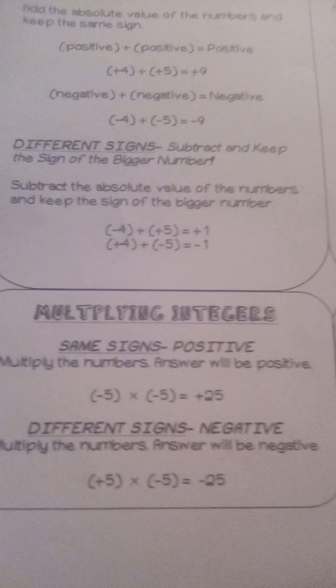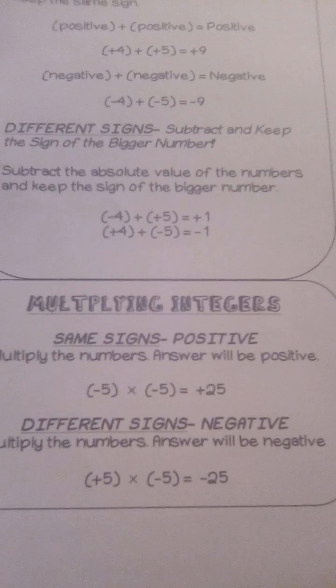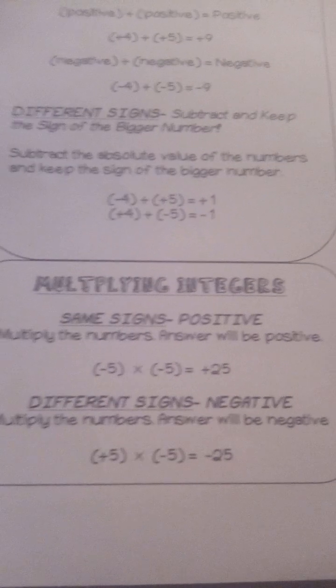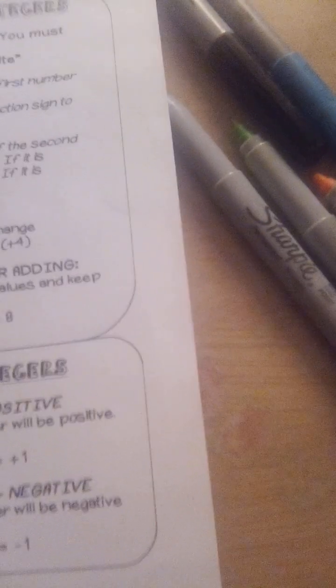And it says multiplying integers. Same sign, positive. Multiply the numbers. The answer will be a positive. Different signs, a negative. Multiply the numbers. Answer will be negative. Remember, in multiplying, a negative times a negative equals a positive. A positive times a negative equals a negative, right? That's the same thing for multiplying and dividing, I believe. Yes. So that's the same thing. Okay.